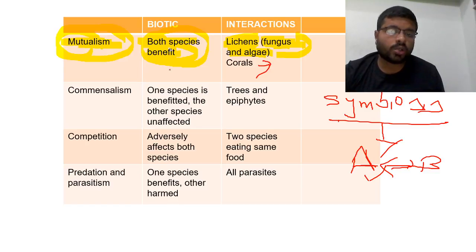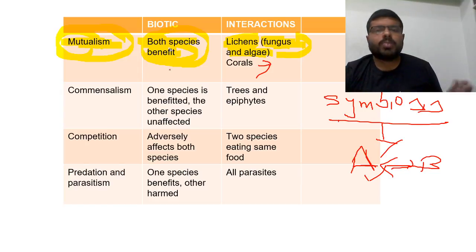Yes, you heard it correct. Corals are also an animal. So it's a combination of symbiosis. One is getting food, the other is getting a habitat. Because of that, there is a mutual interaction, which you call mutualism. So what happens in mutualism? Both species benefit.